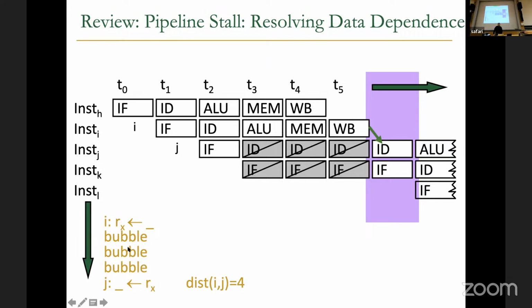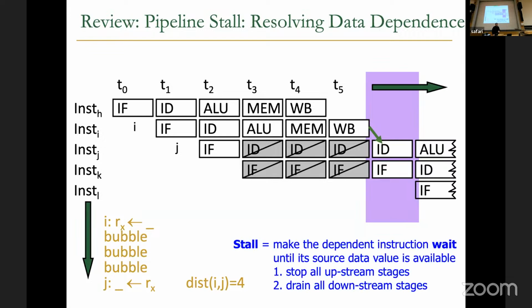But here you can also have a bubble, and that bubble can actually be implemented in hardware. So the compiled code can be what you can see here, but on the hardware side, the pipelined processor needs to push bubbles into the pipeline to make sure that you are waiting for that data. So this bubble is a way to implement the stall.